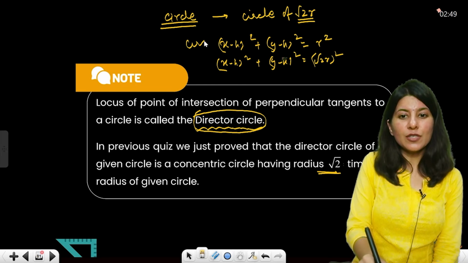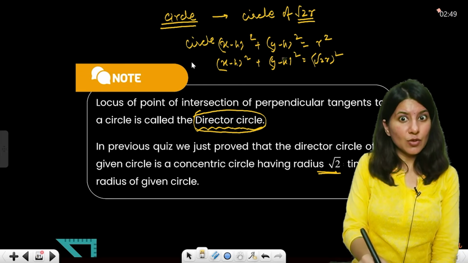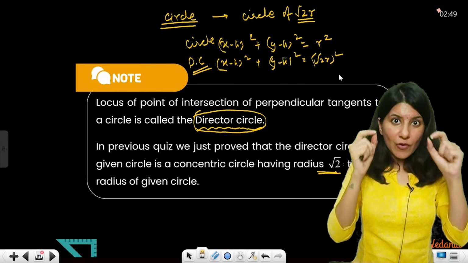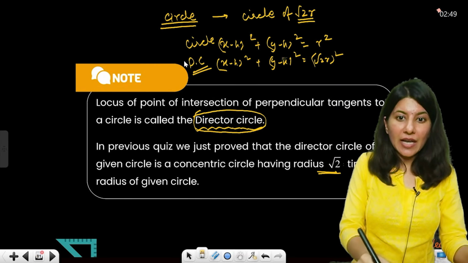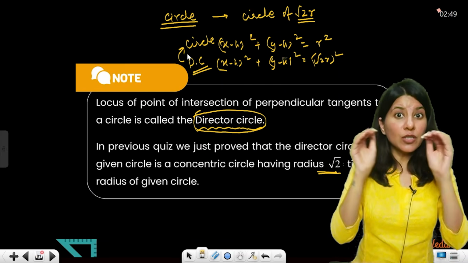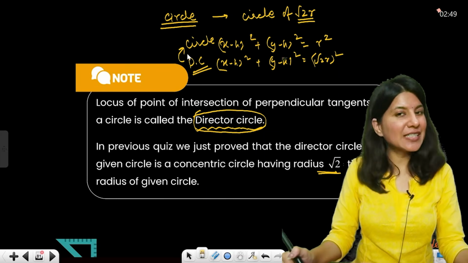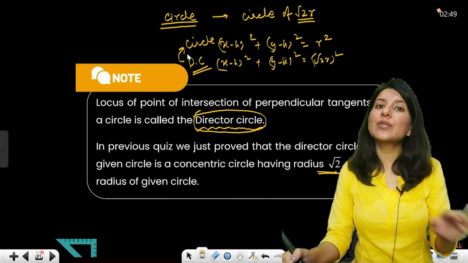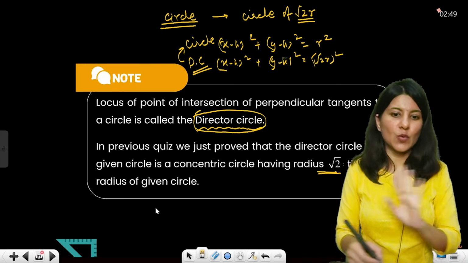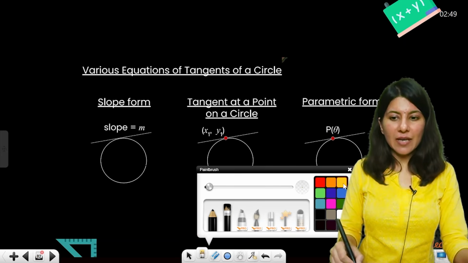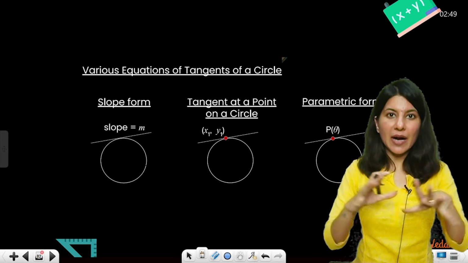So this is your original circle, and this original circle will have a director circle, DC. On the DC, if you take any point and draw two tangents to the original circle, those two tangents will be perpendicular to each other. That's the concept. The same concept we are going to study in parabola, ellipse and hyperbola. All right, perfect. Now let us combine the tangential part of everything.